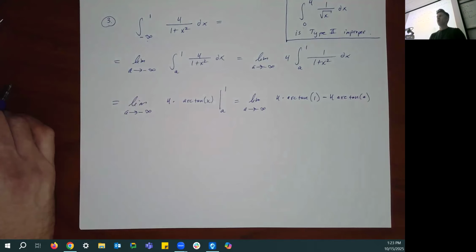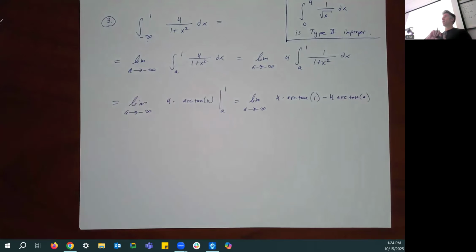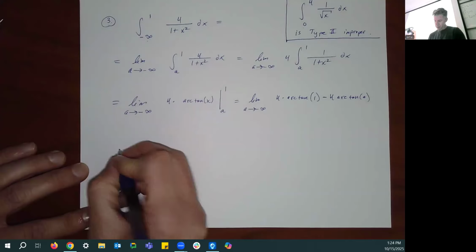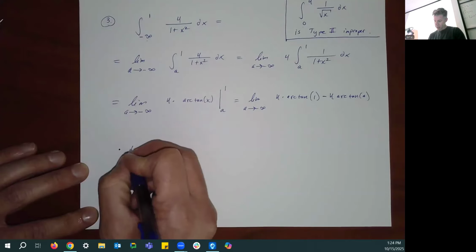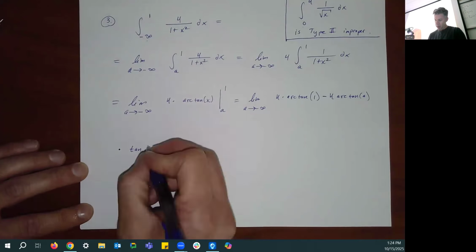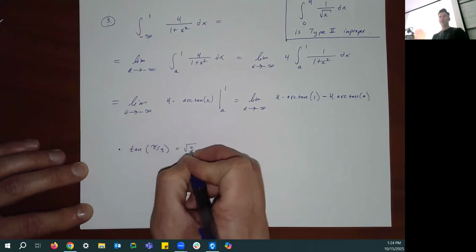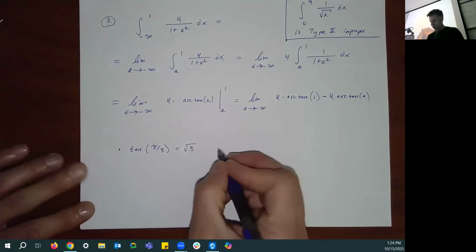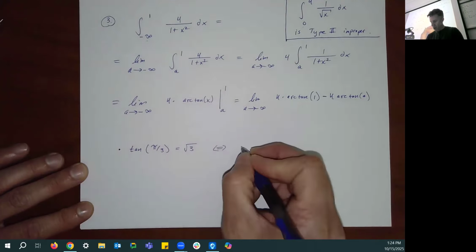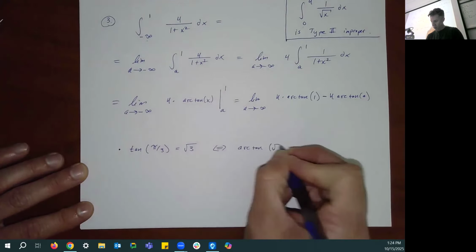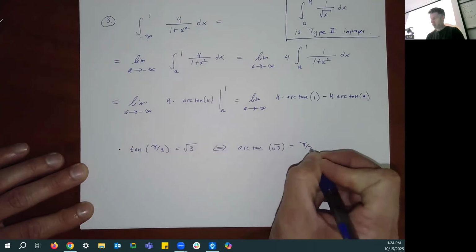What's the arctangent of 1? What is the arctangent function in general? So when I think about the arctangent function, it's the function that kind of undoes what tangent does. So let me make up something here. Tangent of pi over 3 is equal to the square root of 3. You can find that on the unit circle. That's equivalent to saying the arctangent of root 3 is equal to pi over 3.